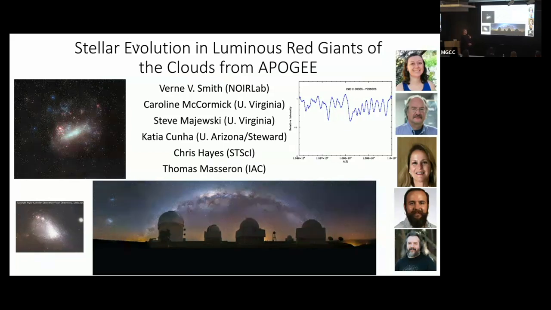And these nice pictures, here's the clouds here over Cerro Tololo. And here is just a snippet of a beautiful spectrum from Apogee. This is a luminous red giant. This is actually a Mira variable in the SMC. You can get some idea of the quality of the spectra that Apogee can produce. And these are very, very cool, somewhat complicated spectra that I'll be talking about.